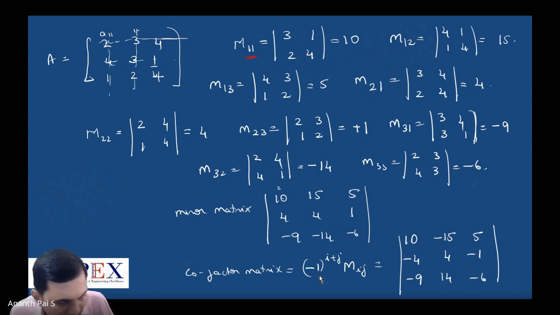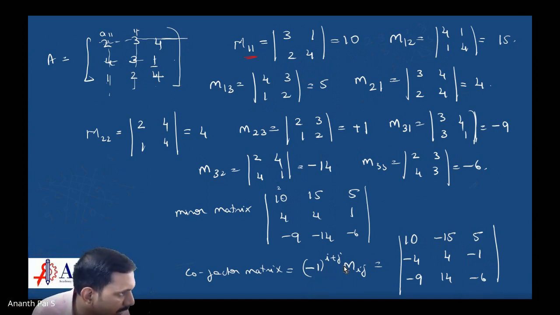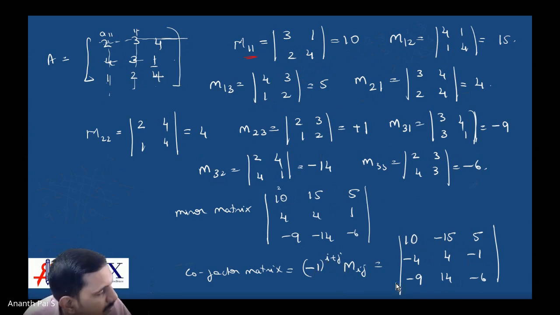The cofactor matrix is minus 1 raised to i plus j times Mij. So minus 1 raised to i plus j. Here it will be plus, minus, plus, minus, plus, minus, plus, minus, plus. Every odd number it is a minus. Every even number it is a plus. Right? So 1 plus 1 is 2. So minus 1 raised to 2 is plus only.